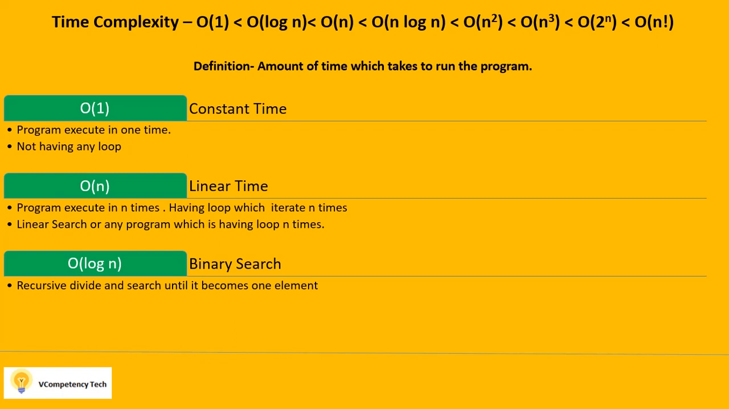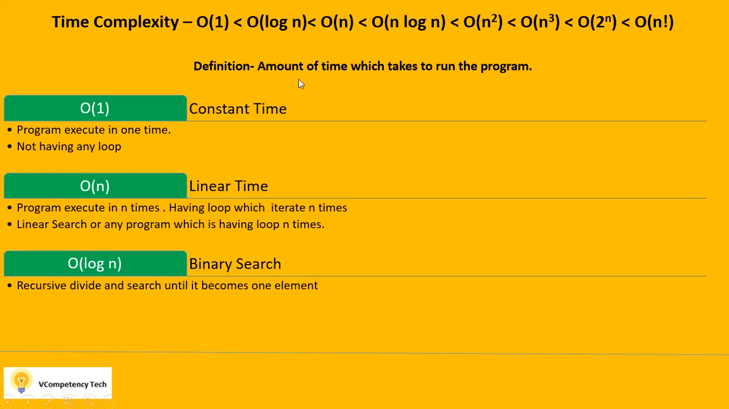So let's see how many types of time complexity there are. There is O(1), O(log n), O(n), O(n log n), O(n square), O(n to the power 3), O(2 to the power n), and O(n factorial).